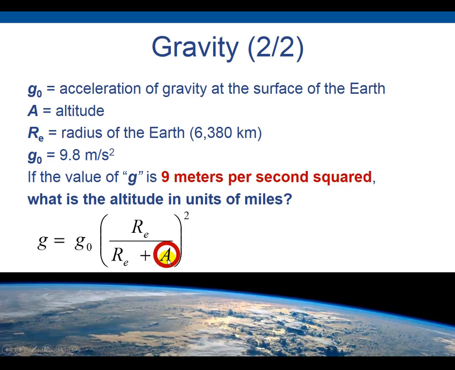The next question is very similar, but which altitude? What is the altitude in this case if the gravity is 9 meters per second squared? We can guess the altitude A should be higher than 20 miles. We can calculate: 172 miles.